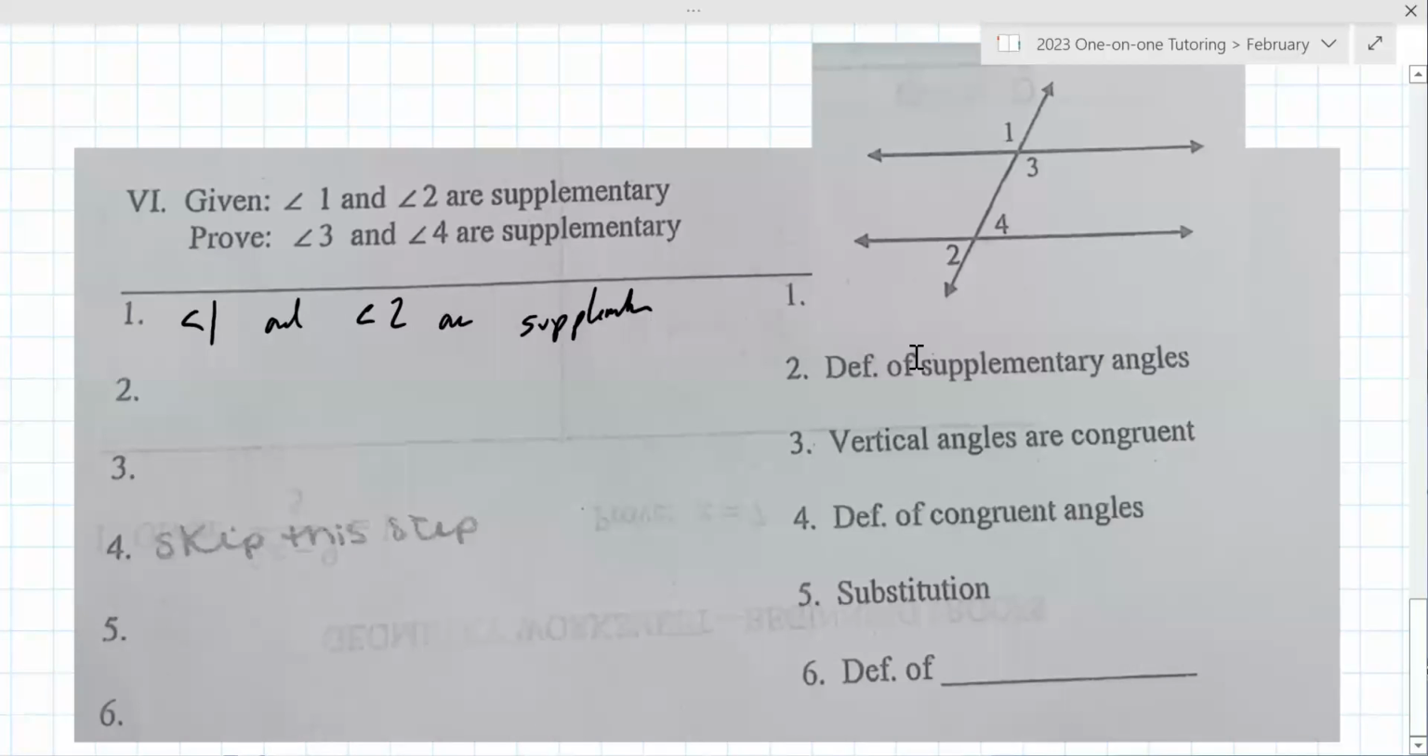Now, the definition of supplementary angles, that means that the angles add up to something. In this case, they add up to 180. Measure of angle 1 plus the measure of angle 2 equal 180 degrees. That's what it means if they're supplementary.